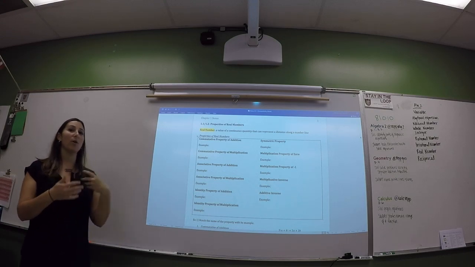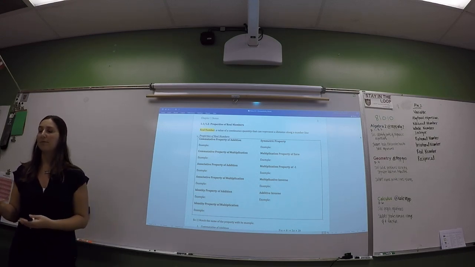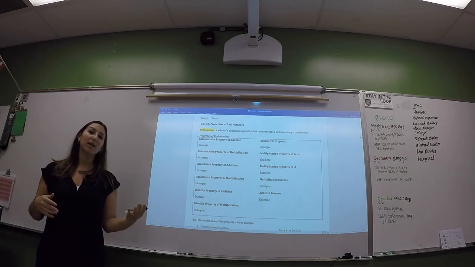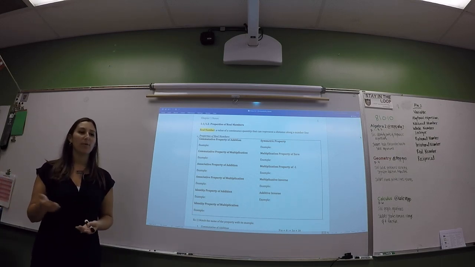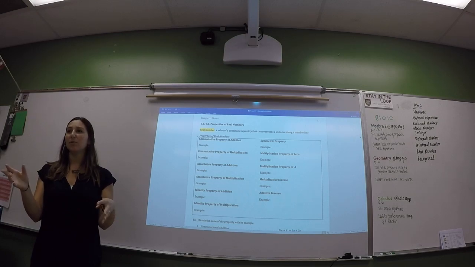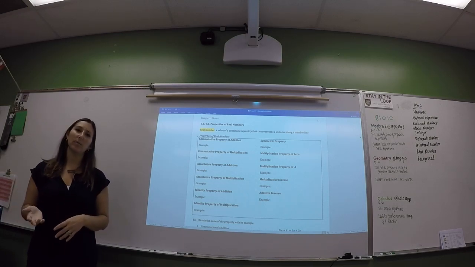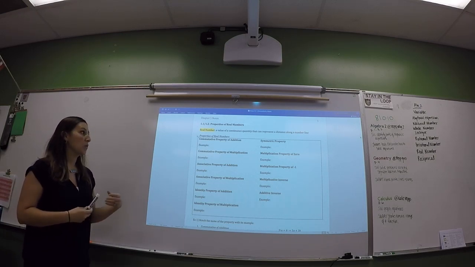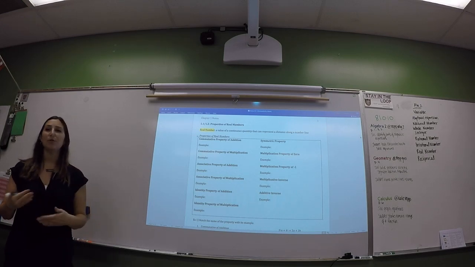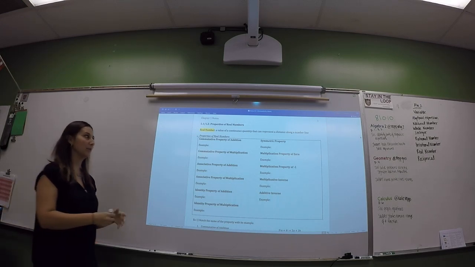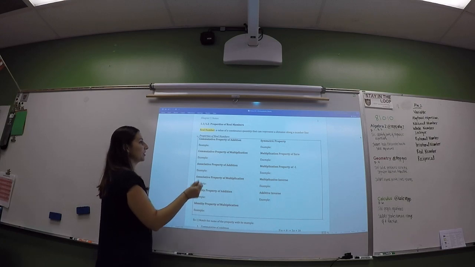Real numbers are pretty much any number that you've ever thought of, like 1 and -1, 7.2, 0.3 repeating, random decimals, random fractions. All of those are real numbers. With those real numbers, we're allowed to do certain things to them. The first thing we're allowed to do is add them in different orders.